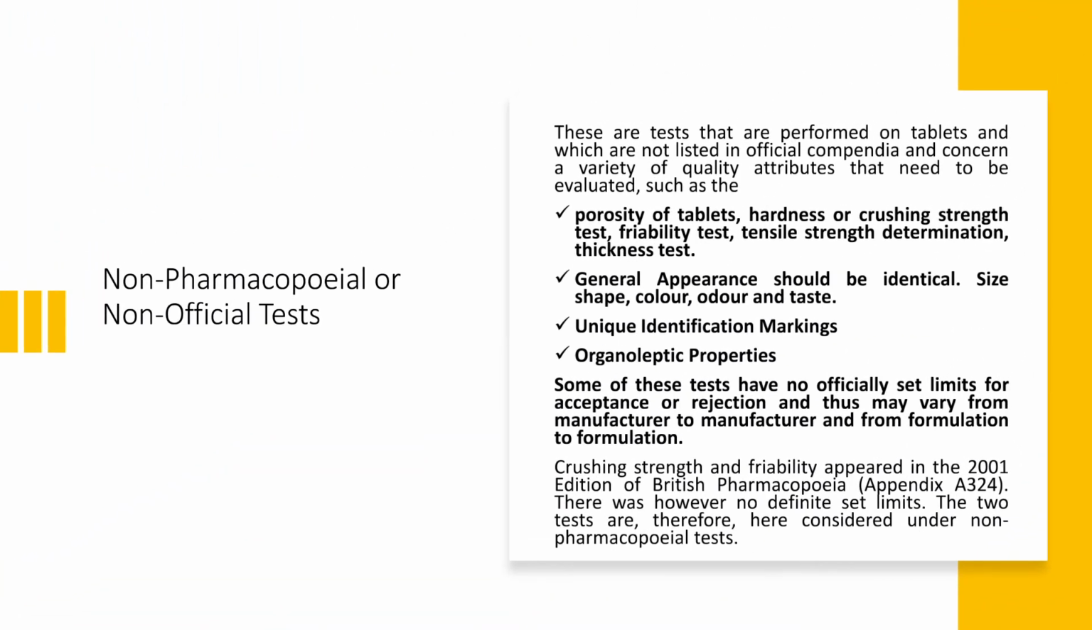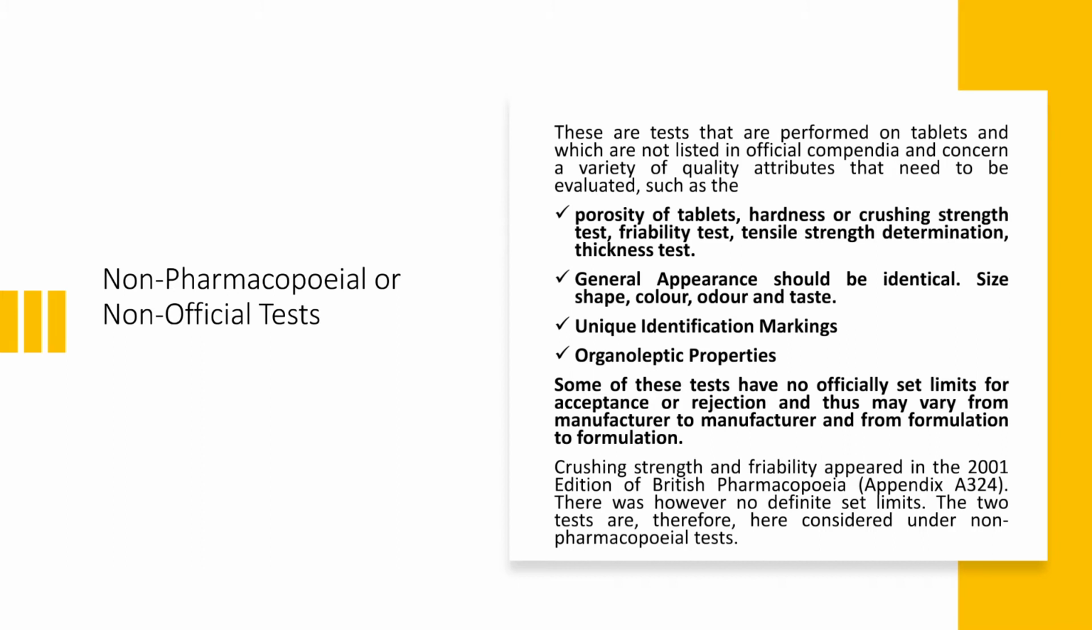Now let us first try to understand the non-pharmacopoeial or the non-official test. The term non-pharmacopoeial or non-official basically refers to those tests which are not mentioned in any standard reference pharmacopoeias or any standard books. Although they are not mentioned in the pharmacopoeias, these are the non-official tests which need to be conducted to ensure the high standard of the quality of the tablets.